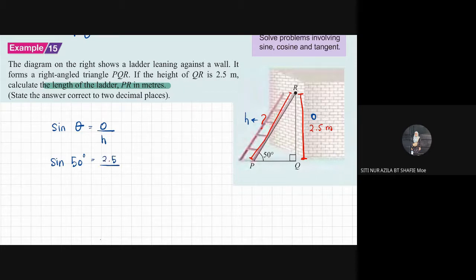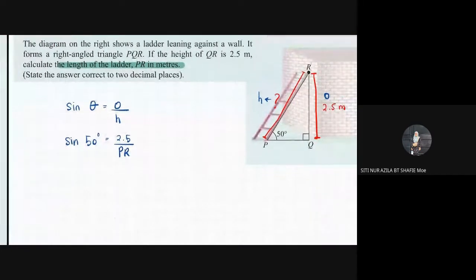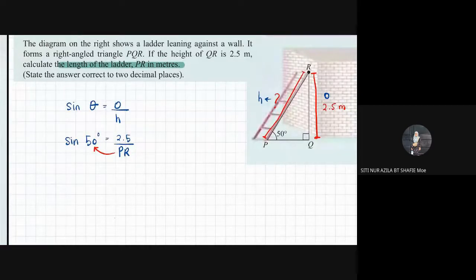H, do we have the value for H? No, but we are looking for H. H here represents PR, so write down H as PR. Then from here you can solve this. Bring PR to your left hand side and then bring sin to your right hand side. You will get PR equal to 2.5 divided by sin 50 degree.